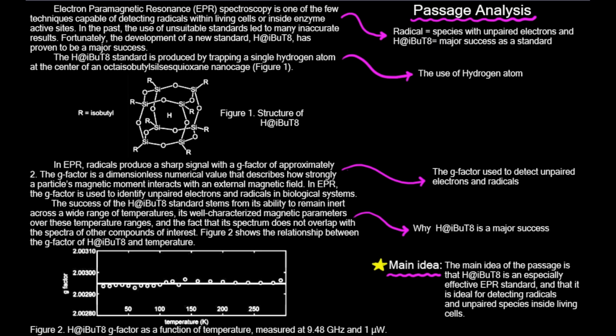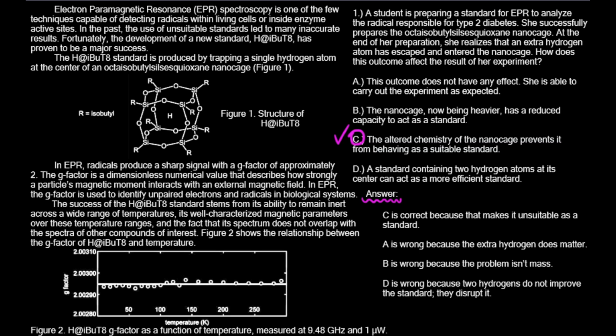Let's move on to the questions and see how we can answer those questions together. So here's question number 1. It read: a student is preparing a standard for EPR to analyze the radical responsible for type 2 diabetes. She successfully prepares the octoisobutyl nanocage. At the end of her preparation, she realizes that an extra hydrogen atom has escaped and entered the nanocage. How does this outcome affect the result of her experiment?